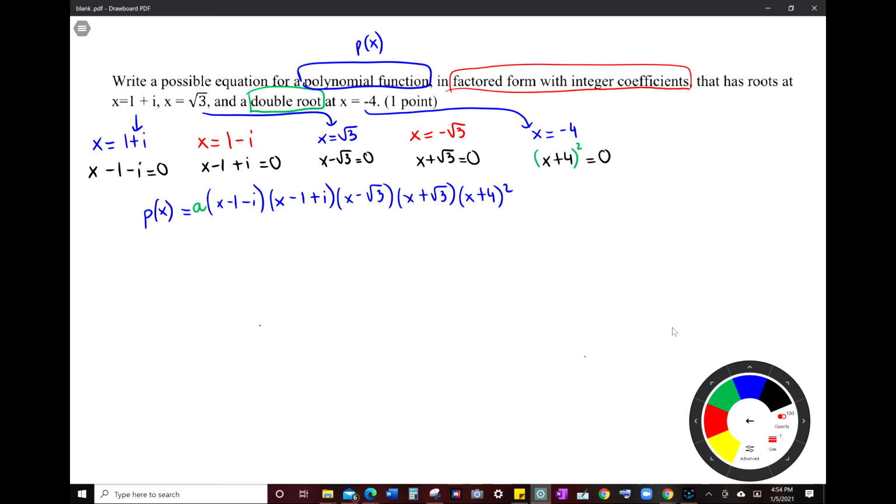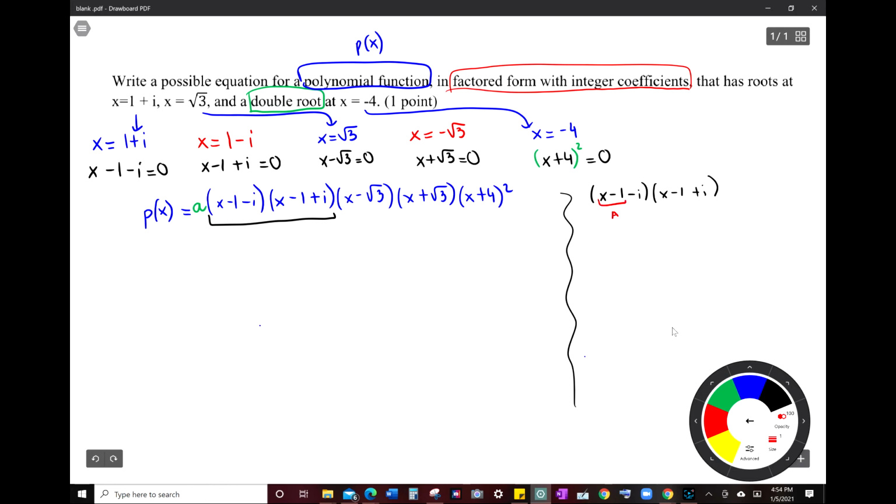So what we can do is apply the difference of squares. If we multiply these two together, you can work on them on the side too. So maybe I will work on them on the side so it will be less messy. On the side, if you have x minus 1 minus i times x minus 1 plus i, we can treat this one right here as A, and this one right here as B.